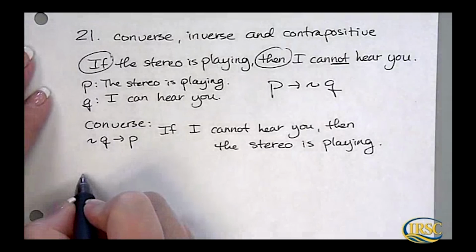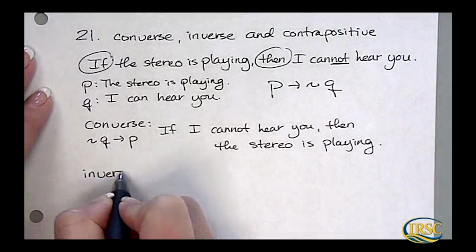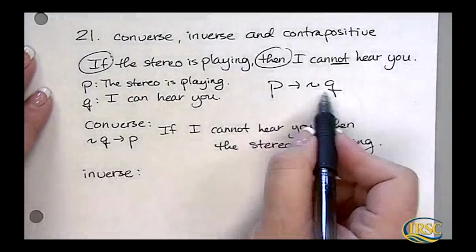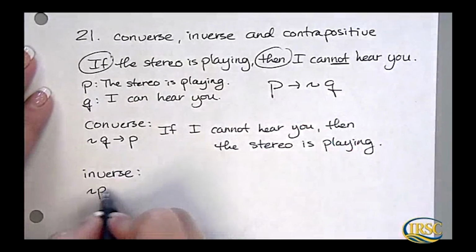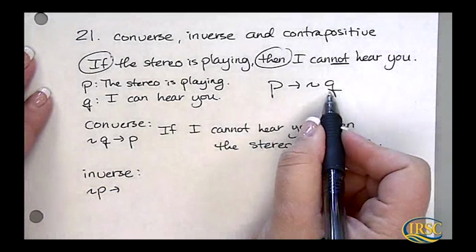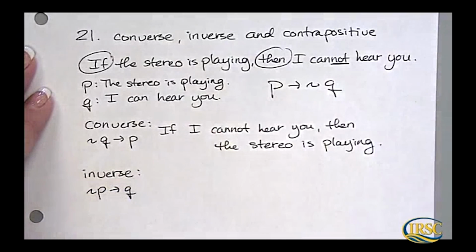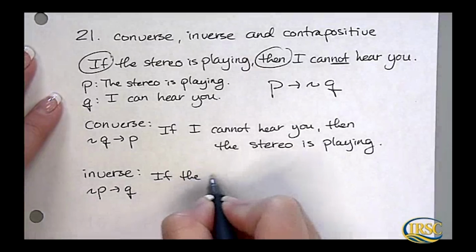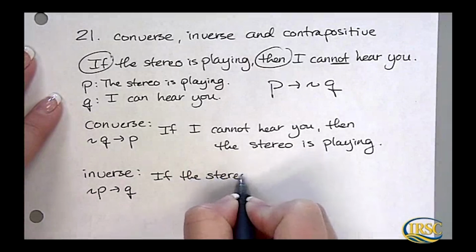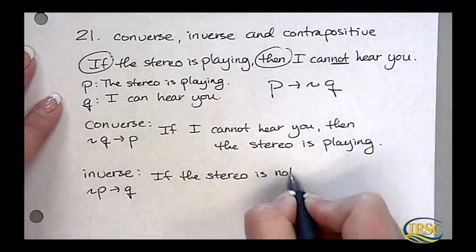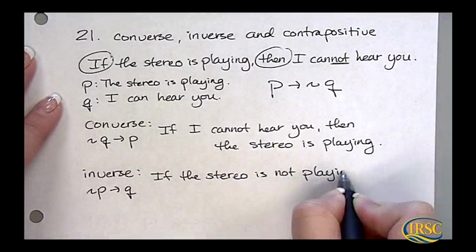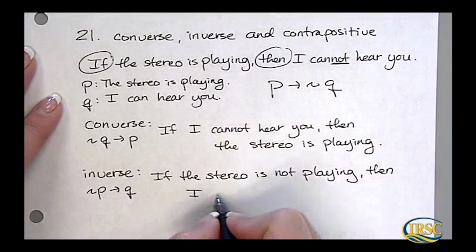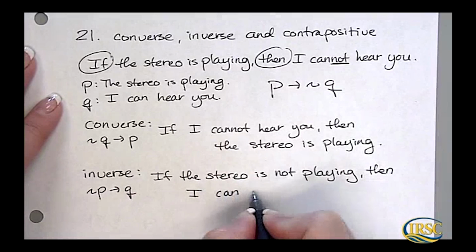All right, the inverse, what are you supposed to do to your original conditional? Negate both sides, good. So this becomes not P, and the not Q becomes Q. So if the stereo is not playing, then I can hear you.